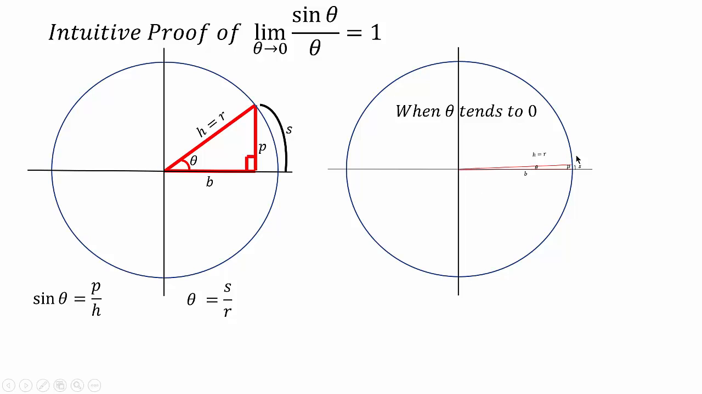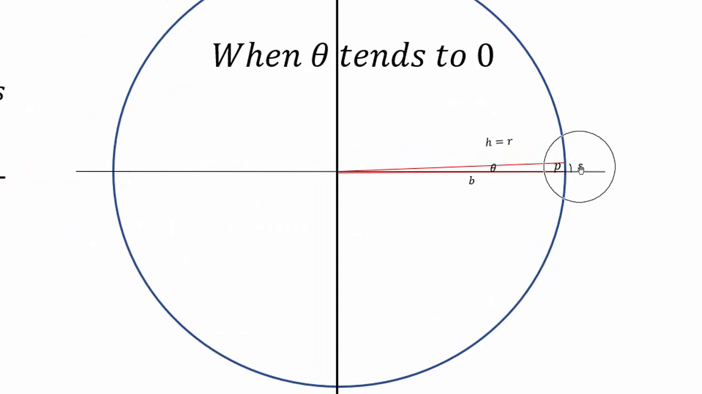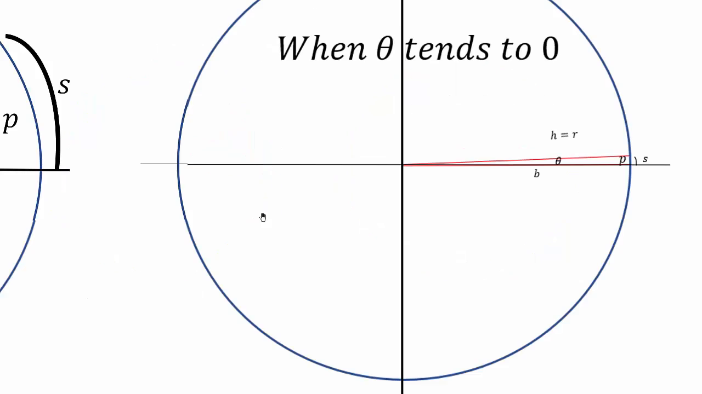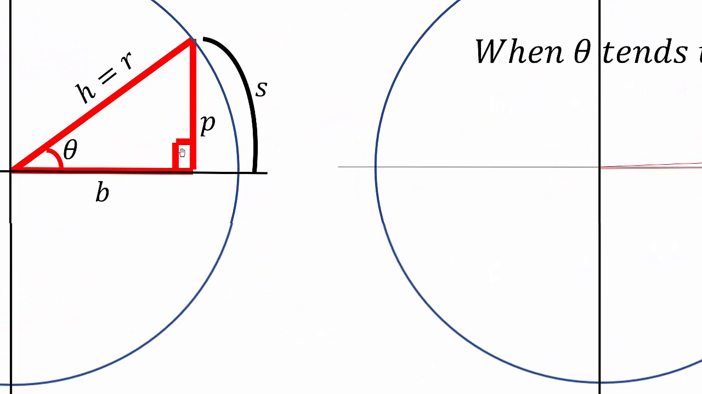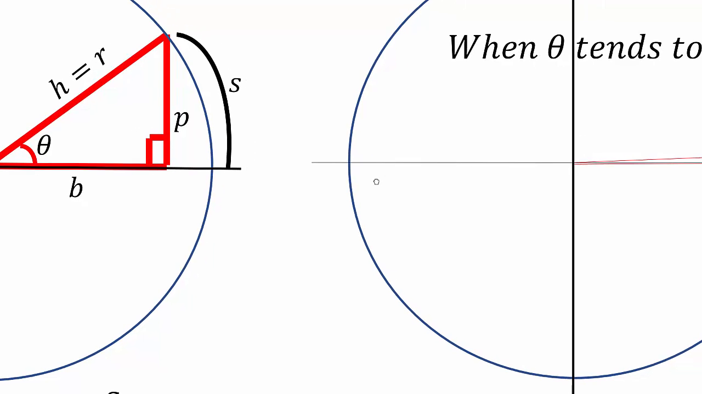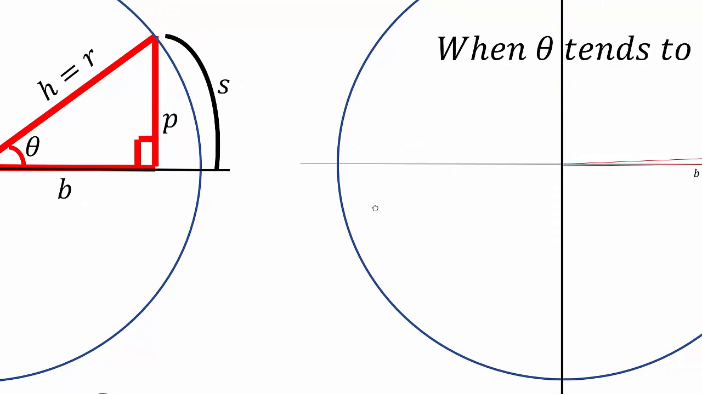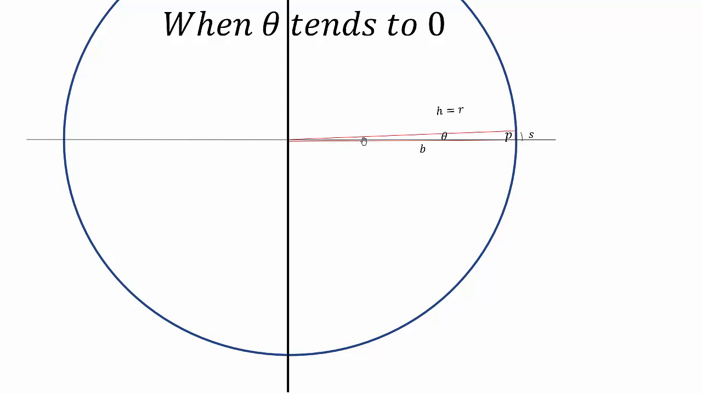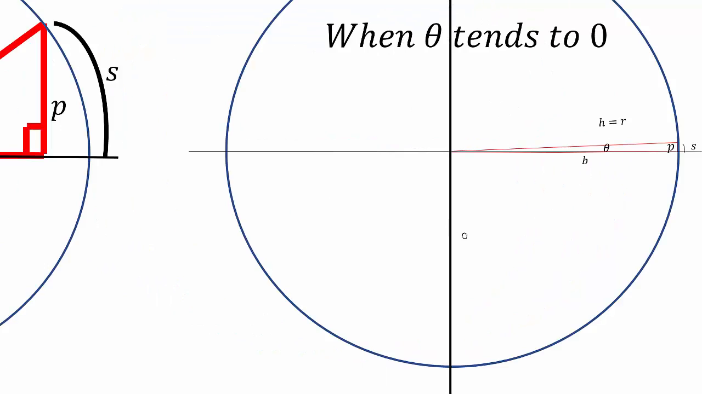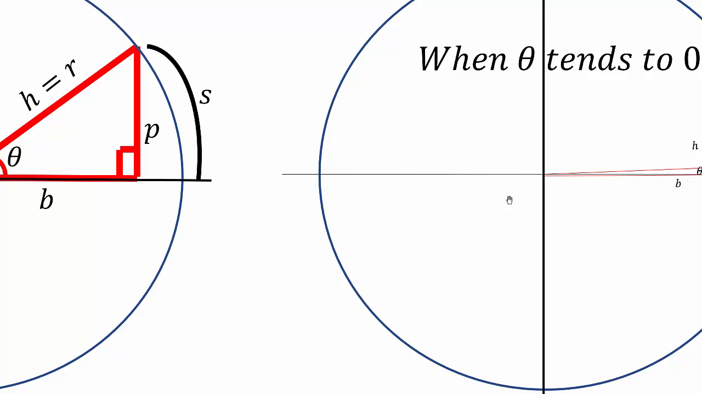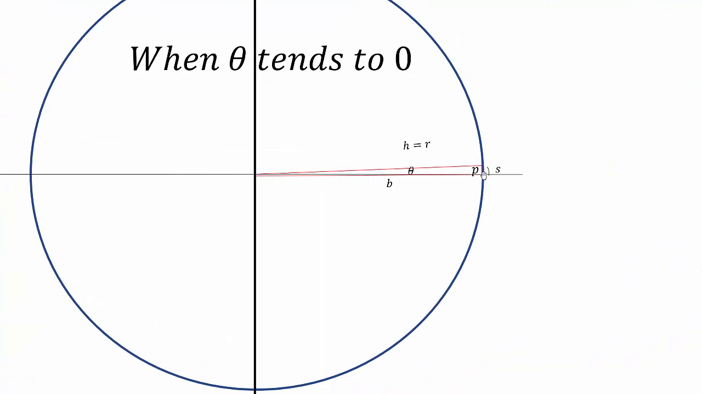So let's zoom a little bit. When theta tends to 0, that means the same triangle. So I have drawn the same triangle, but in this case the theta is extremely small. That means it tends to 0. So in this case what happens is the perpendicular, this line, will be contracted to this small line over here, and the arc length is also almost same as that of the perpendicular.